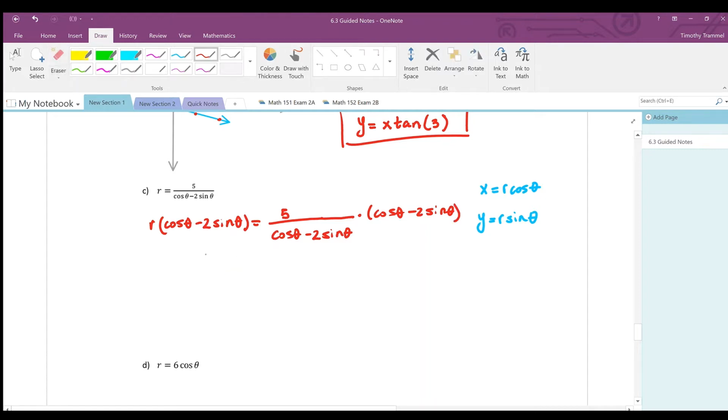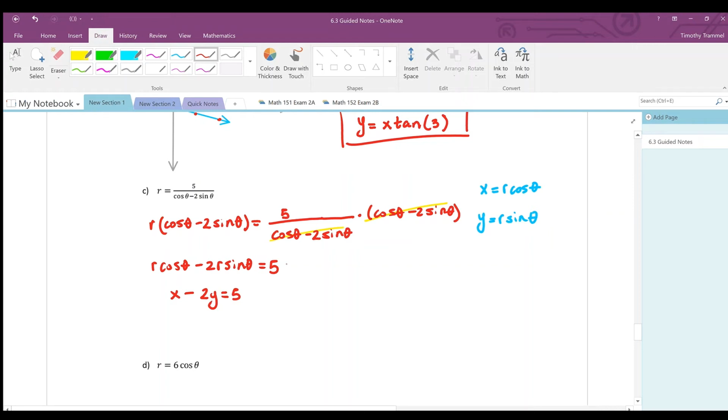And the whole purpose of that is here on the right side, we get a little bit of cancellation. So this turns into, I'm going to distribute this r through, r cosine theta minus 2r sine theta. And on the right, we just have 5. And now you can see we can replace r cosine theta with an x and the r sine theta with a y, so minus 2y. And so now we have just x's and y's, so we are in Cartesian coordinates.